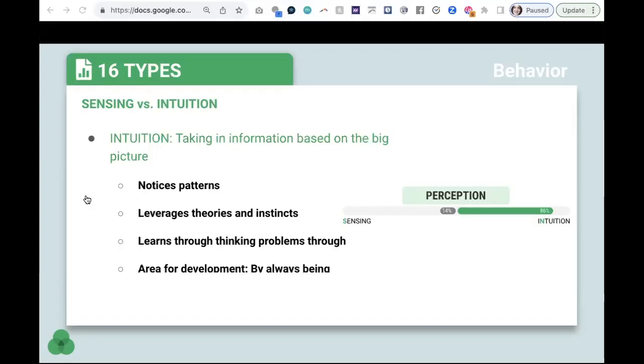So again, this is about what we tend to notice first. It doesn't mean that the sensor is never going to see the big picture. It doesn't mean that the person who's more intuitive is never going to see the details. It's just, think of it like a magnet. It's what we tend to get drawn to first when we're consuming information.